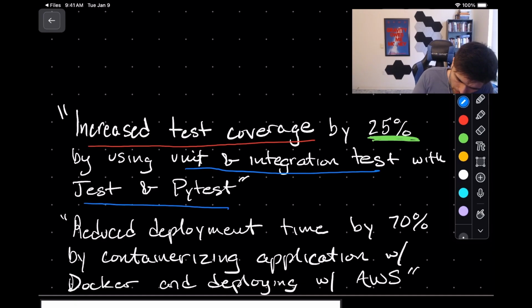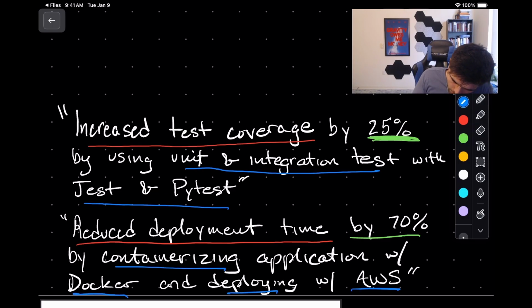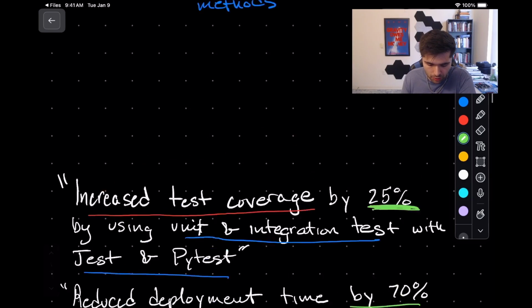Same thing goes for the bottom, right? The accomplishment was reducing deployment time. The quantification of that was 70%. And what did they do? Well, they containerized with Docker and they deployed with AWS. So again, XYZ method: accomplished X, resulting in Y, or as measured by Y, using Z. So this is what the XYZ method is all about at its core.